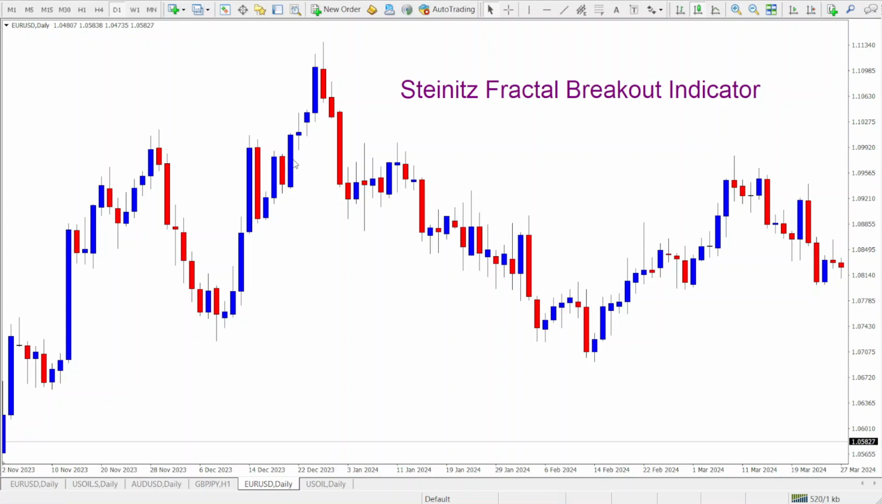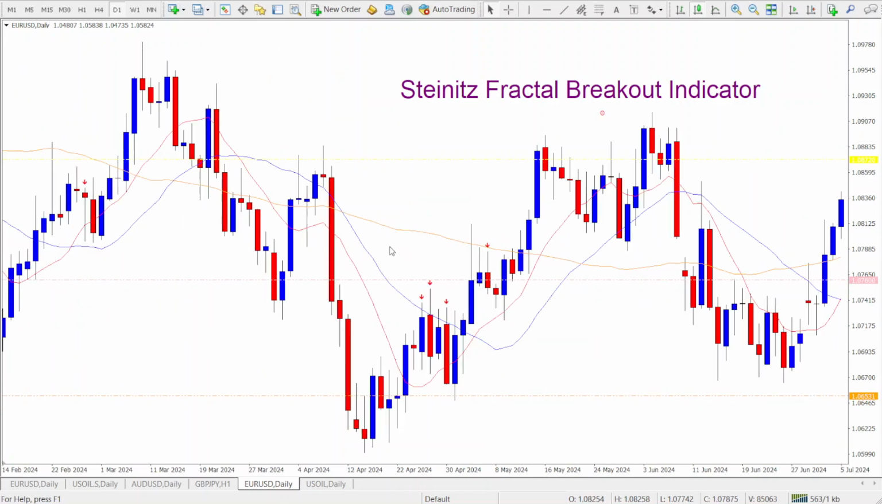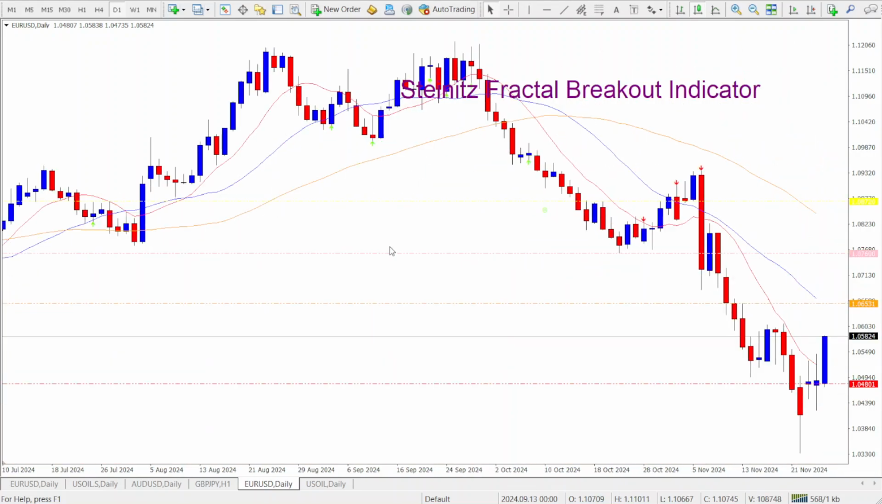I'm going to be adding the indicator to the chart right away. It's a custom indicator, so you will need to download it from an external source, after which you will have to add the indicator to your MetaTrader indicators library. After that, you'll need to restart your terminal before you can then use it on your chart.